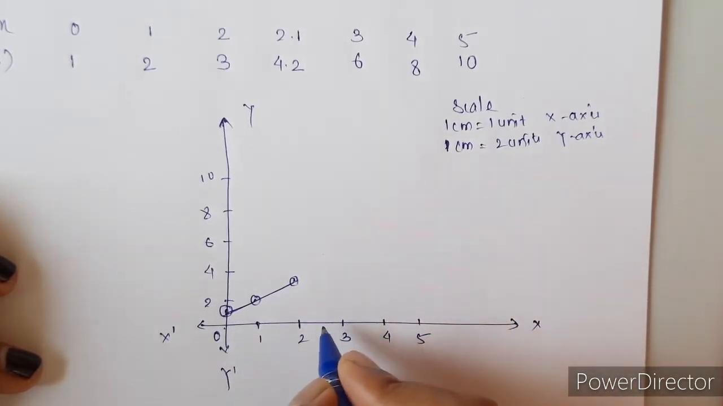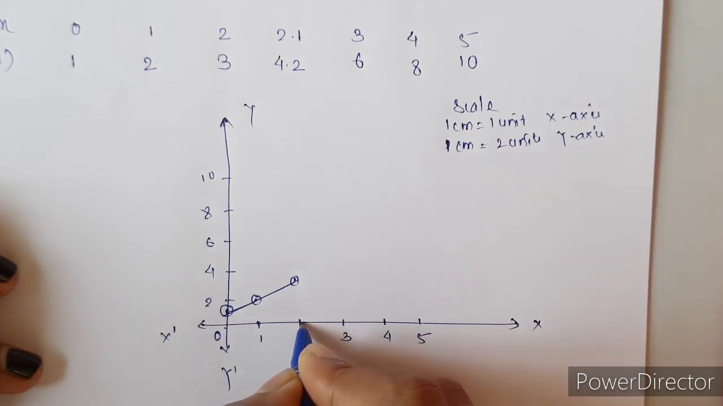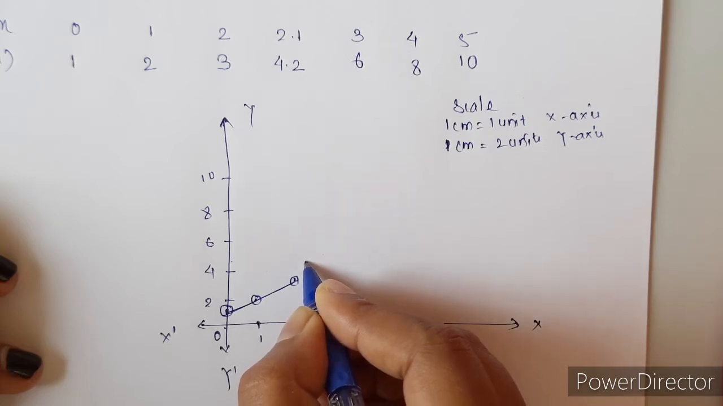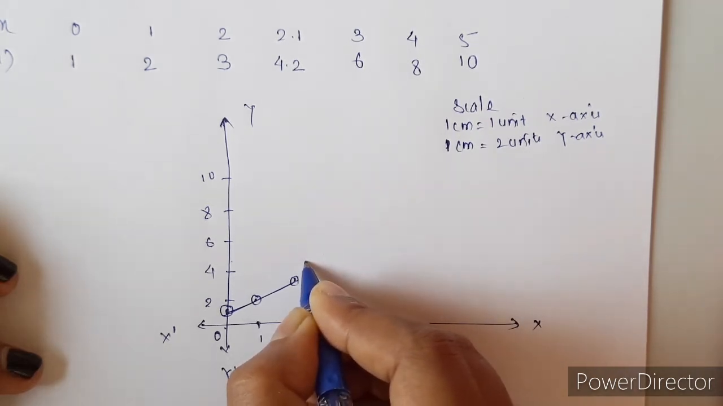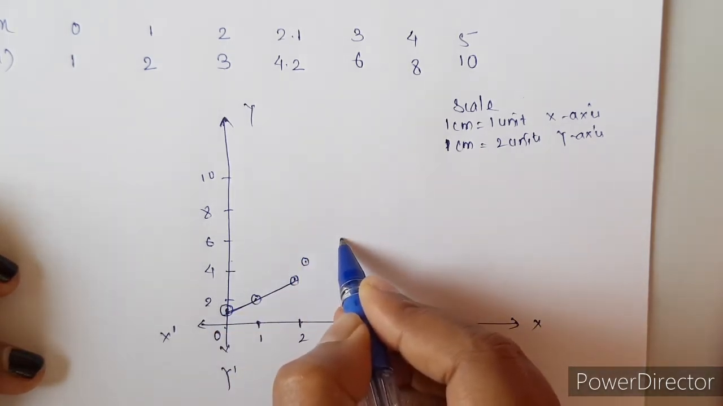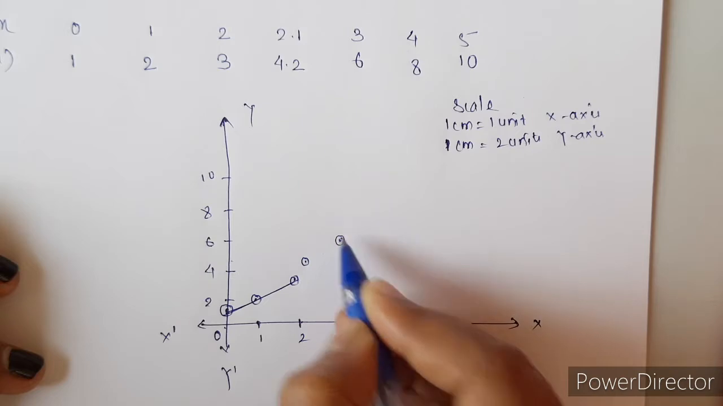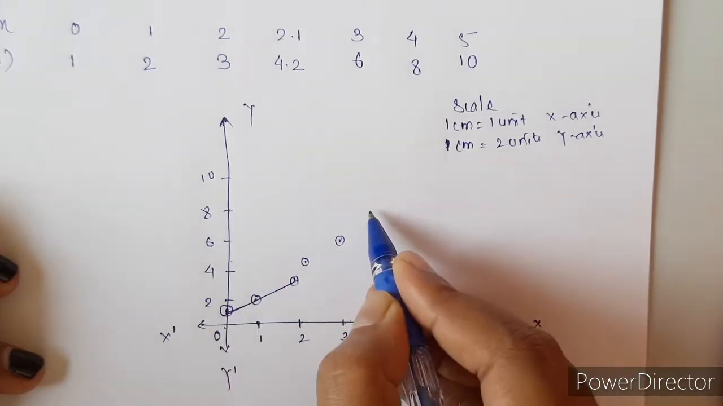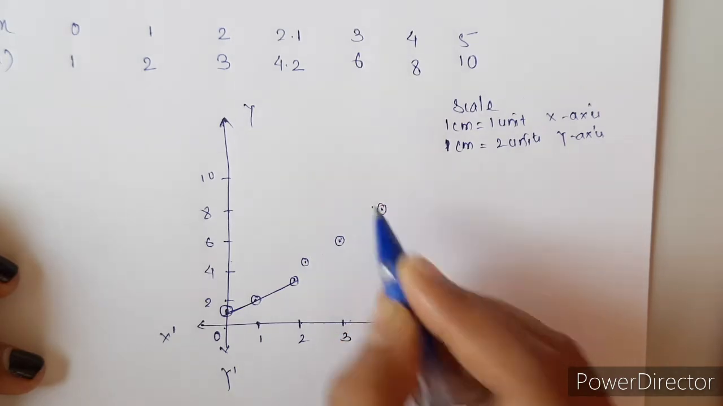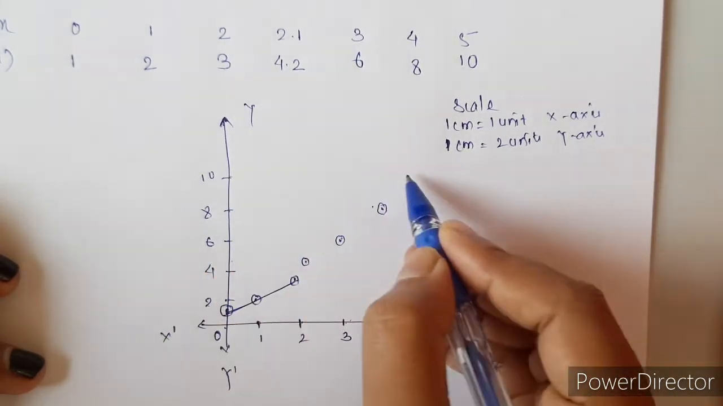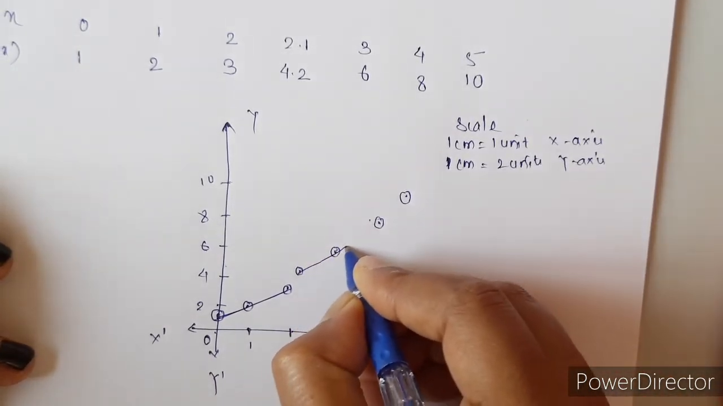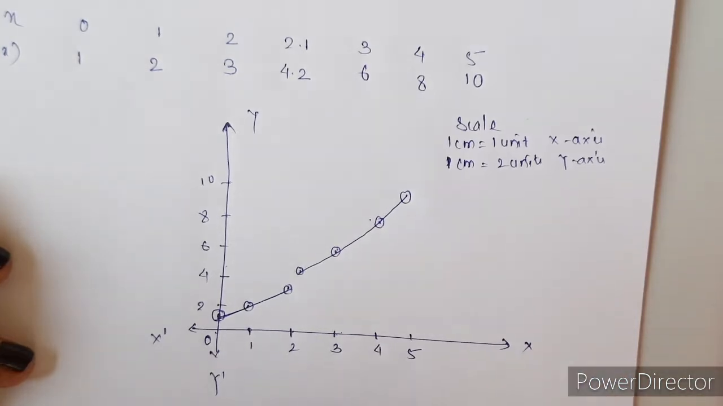Let's start from 2.1. At 2.1, it is 4.2, so it will be somewhere here. For 3, it is 6. For 4, it is 8. It is going to be somewhere here. And for 5, it is 10. So it will be somewhere here. Now again join this.